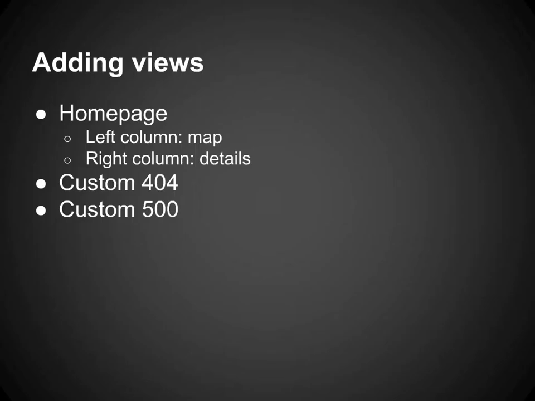Okay, so now we're going to add some views. This is a really simple app, so we're only going to have 3 views. We're going to have a home page view that's going to have 2 columns. On the left column, we'll display the map, and on the right column, we'll display the details. And then we'll have a custom 404 page and a custom 500 page, which is a practice I recommend doing for every website, getting that out of the way really quickly. There's nothing less professional than, well, the only thing less professional than having an error on your website is having an ugly error on your website. So I definitely recommend custom 404 or 500 pages.